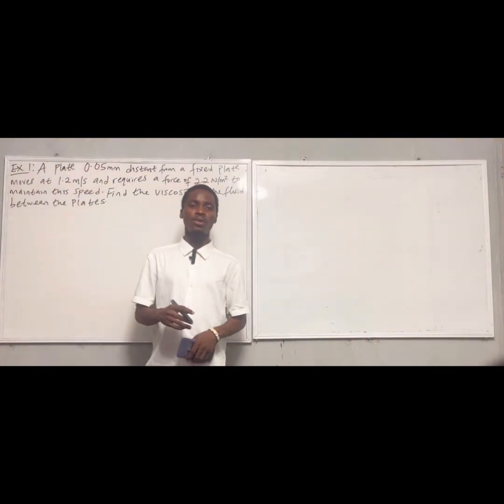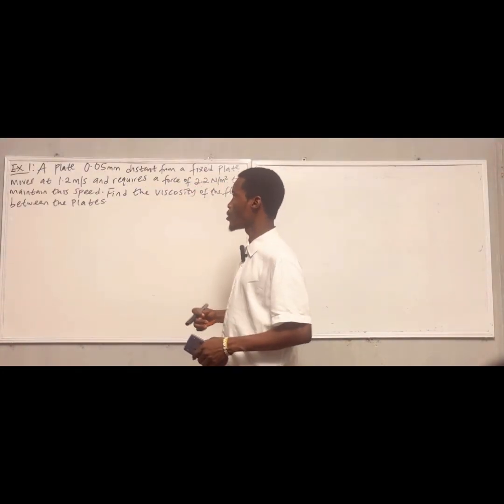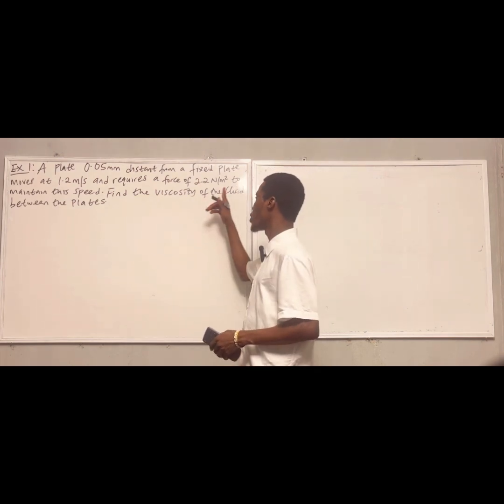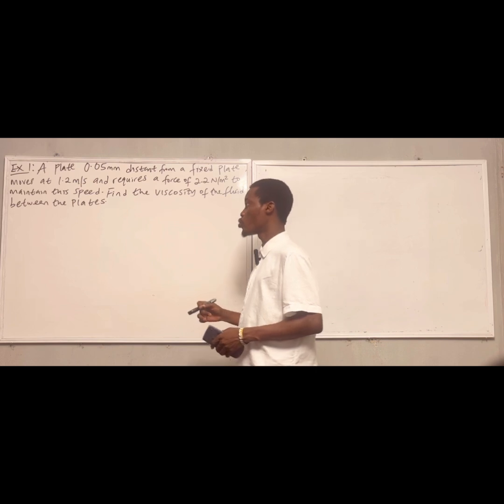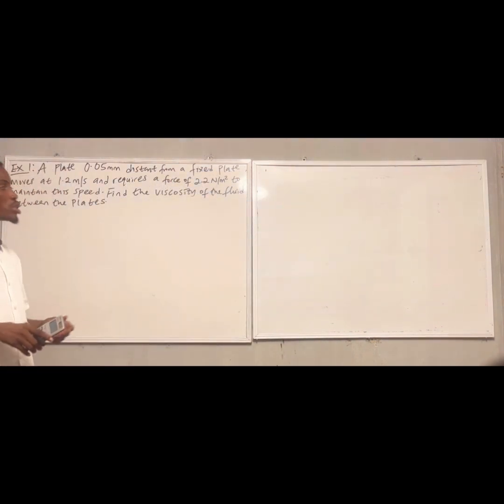Here is a question on Newton's laws of viscosity. A plate 0.05 meter square distance from a fixed plate moves at 1.2 meter per second and requires a force of 2.2 Newton per meter square to maintain this speed. Find the viscosity of the fluid between the plates.